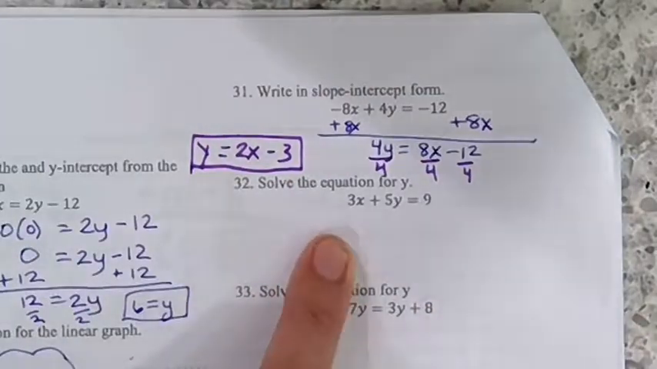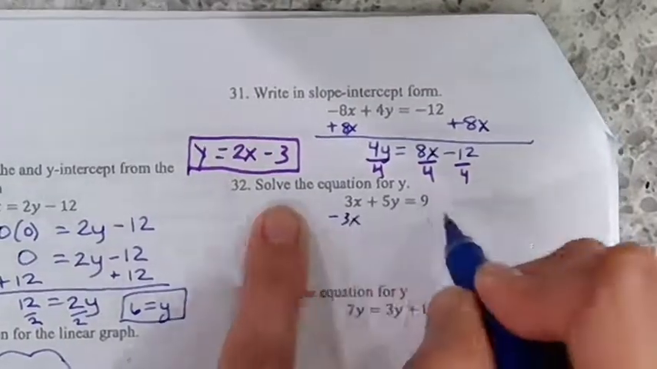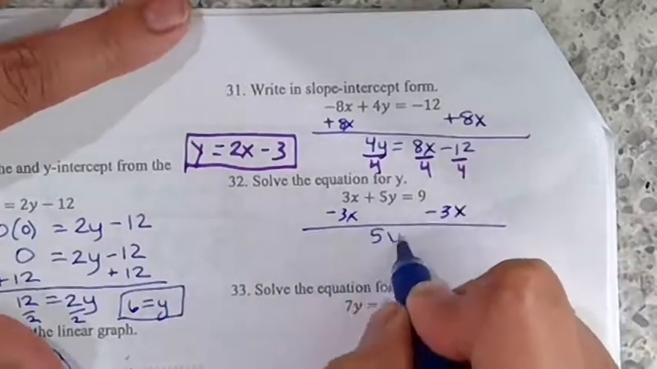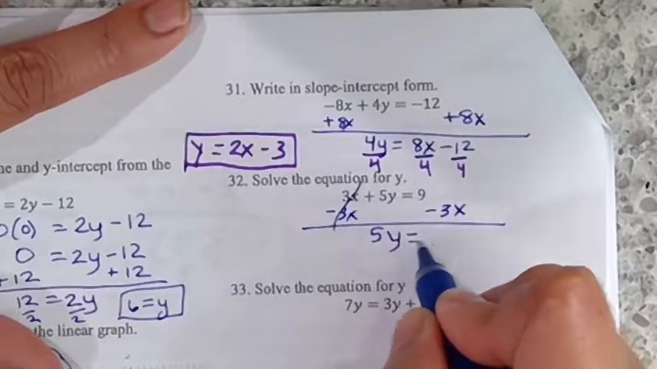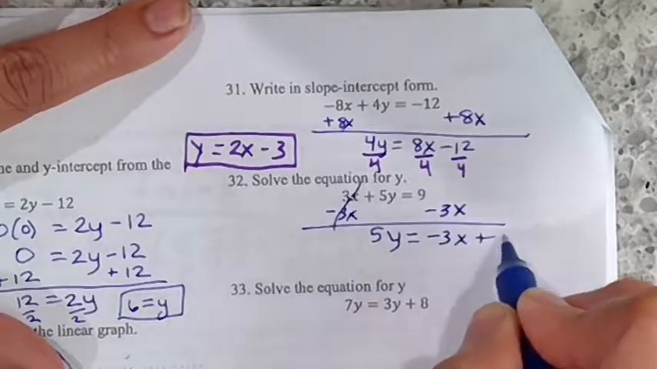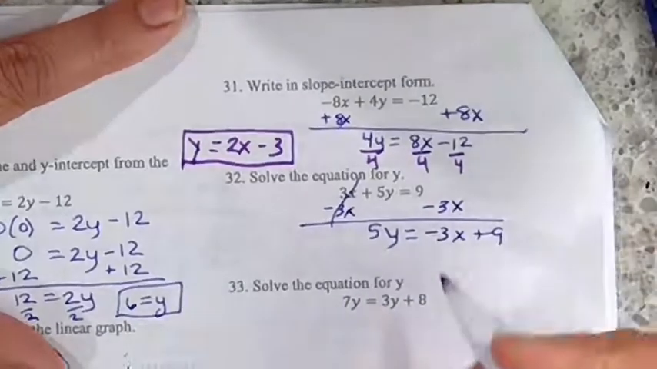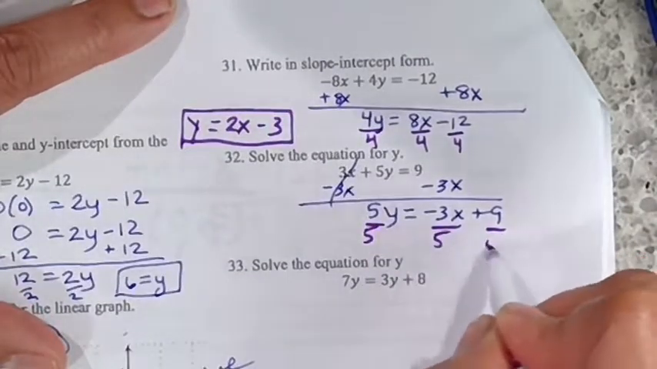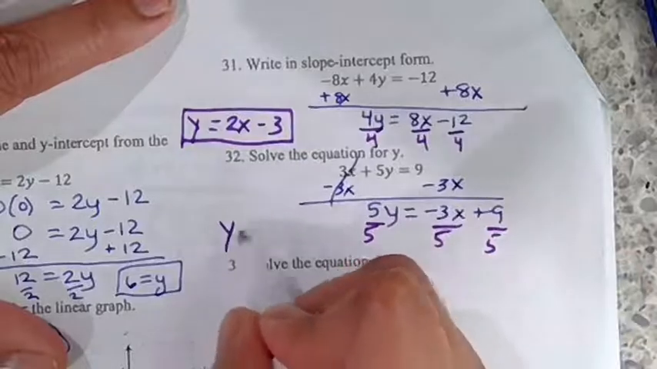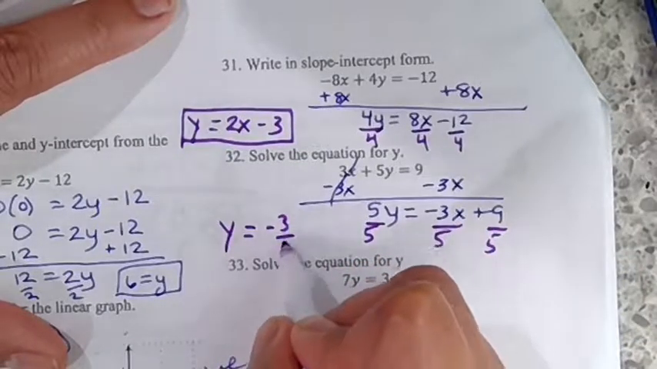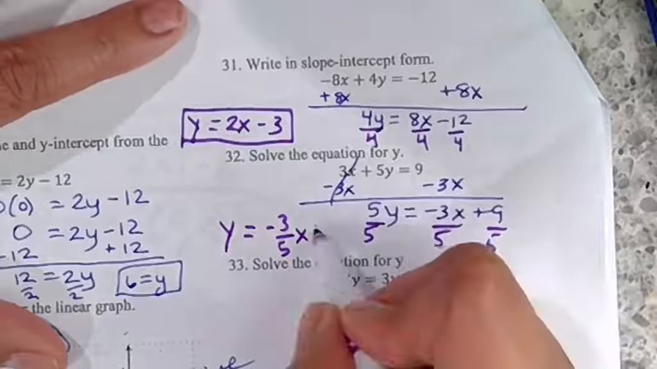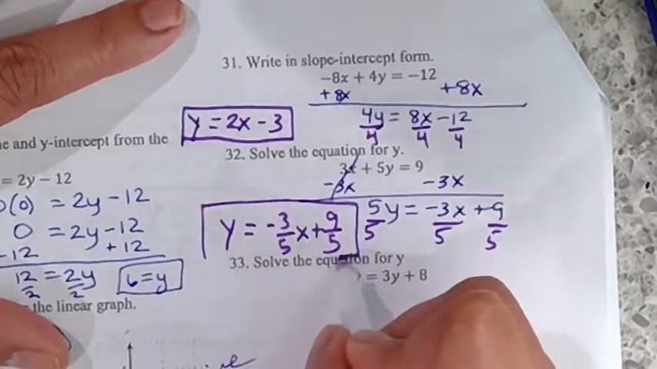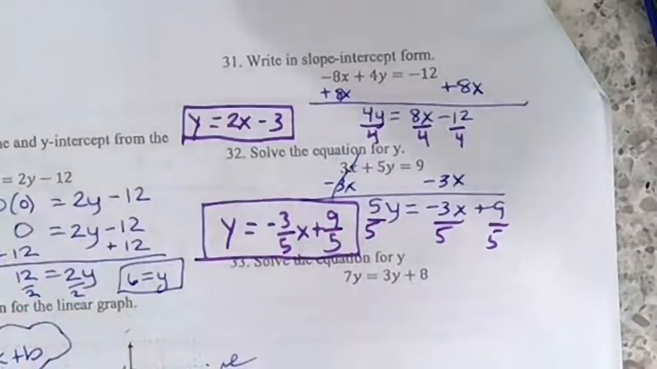Solve this for y, so same thing. Get rid of that 3x, minus 3x from both sides. 5y cancels, equals negative 3x plus 9. Divide by 5. And again, it goes under every single term. Reduces, so y equals negative 3/5 x plus 9/5. You could have written it as 1 and 4/5 or 9/5, that's fine.